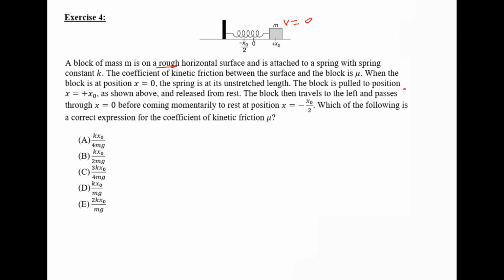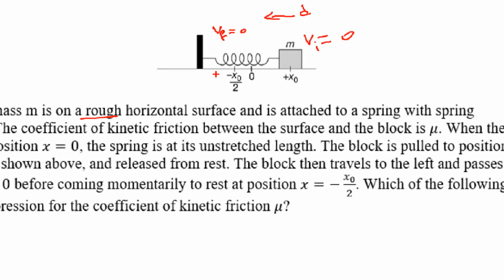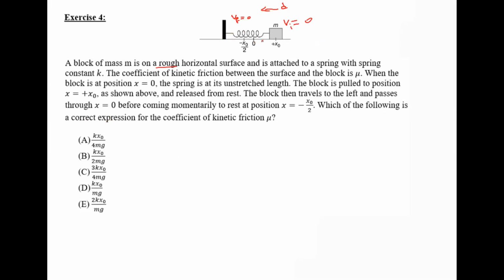The block then travels to the left, so the displacement is to the left, starting from an initial point here, and passes through x equals 0 before coming momentarily to rest at the position x equals minus x0 over 2, and this is the final point, before it changes direction back again. So why didn't the spring reach a symmetric extreme position given by minus x0? Because we have friction, so the amplitude of oscillations will decrease. Which of the following is the correct expression for the coefficient of kinetic friction mu?